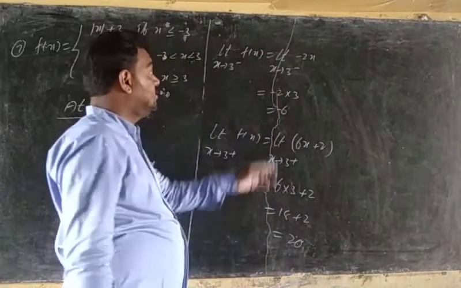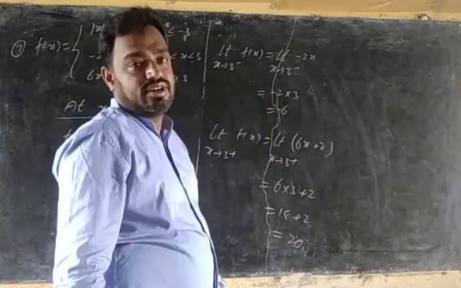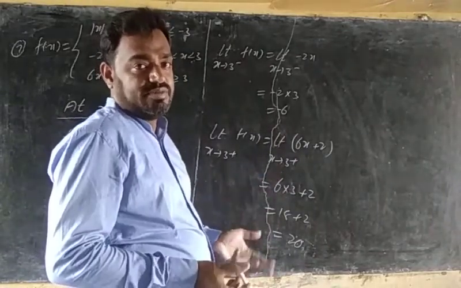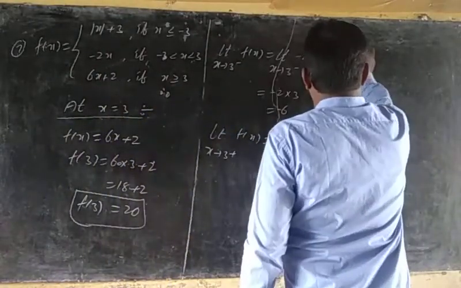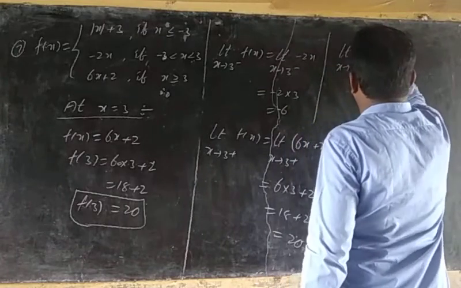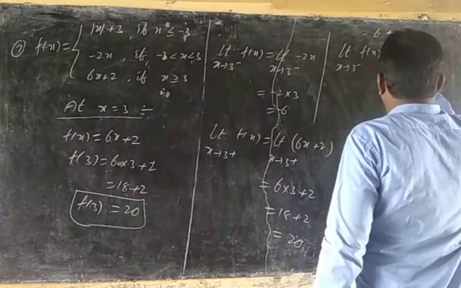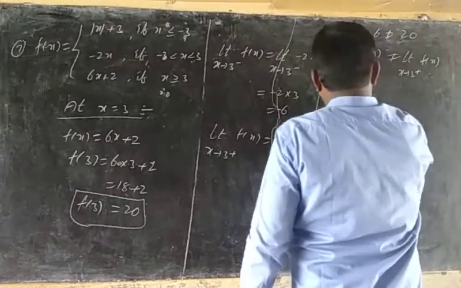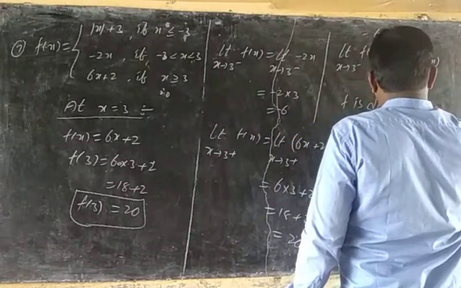You see, left hand limit is minus 6. So right hand limit is 20. Equal? Those are not equal. So it is not continuous. That means it is discontinuous. Therefore, limit x tends to 3 minus of f of x, minus 6, is not equal to 20. So it is not equal to limit x tends to 3 plus of f of x. Therefore, f is discontinuous.